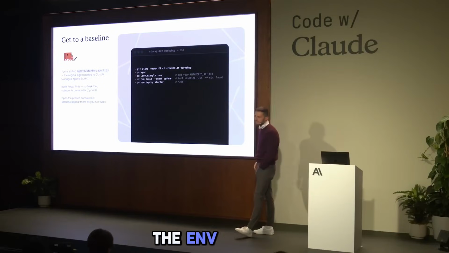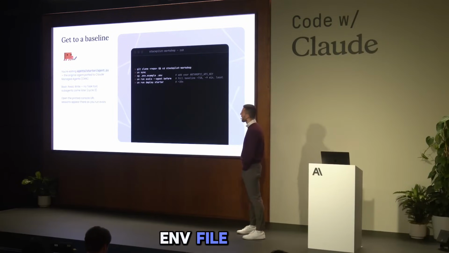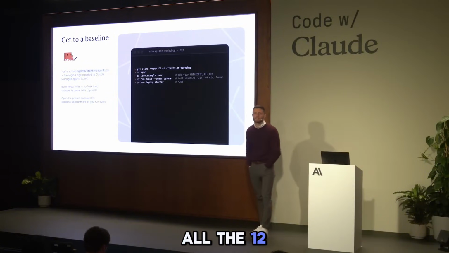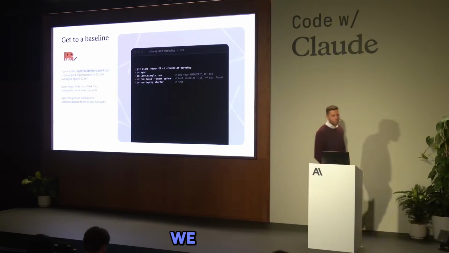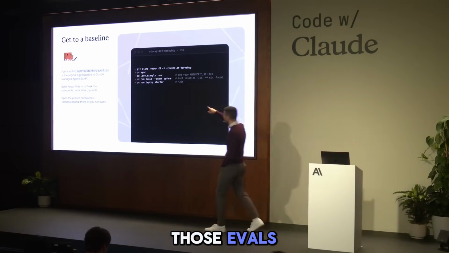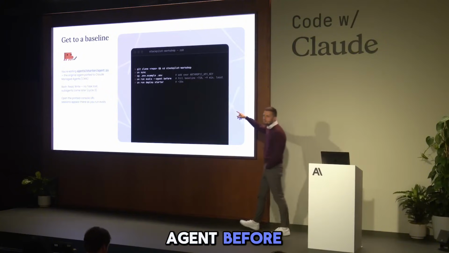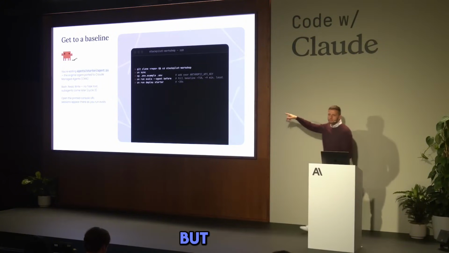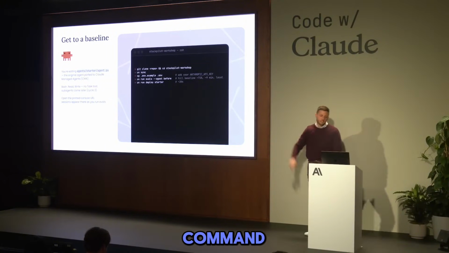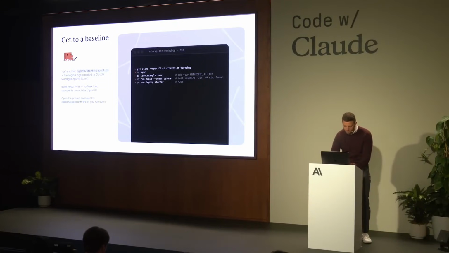If you copy the env example, you'll just have to manually copy your API key into the env file that's created for you. Now, all the 12 evals that I previously walked you through, we have all of those set up already. So in order to get a baseline and run those evals, you have to run uv run evals --agent before. This is all in the README, but if you just run that command, you will be able to actually go about running your evals.